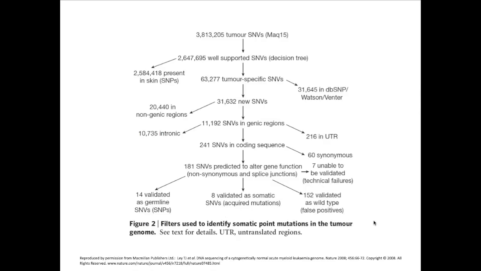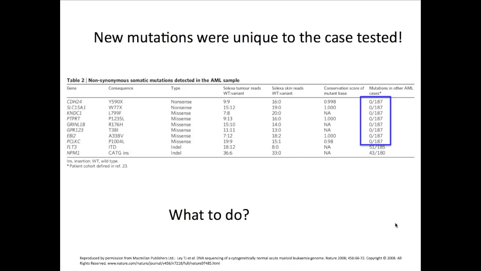So then, naturally, you would want to know, well, okay, what are those 8 genes, and how often are they seen in other leukemias, for example? And the potentially surprising, potentially disappointing result was that of all the genes that they found that were the candidates for being new somatic mutations, they sequenced 187 other AML cases and didn't see any of those mutations in any of them. So, what to do?